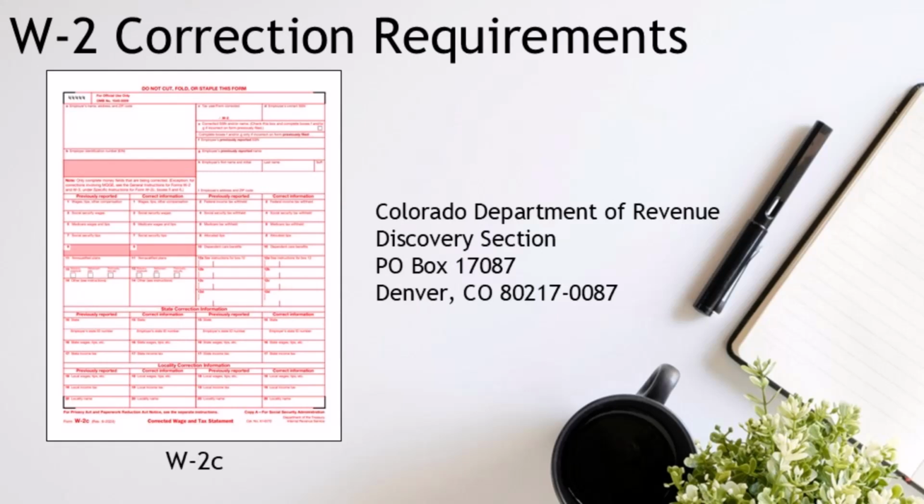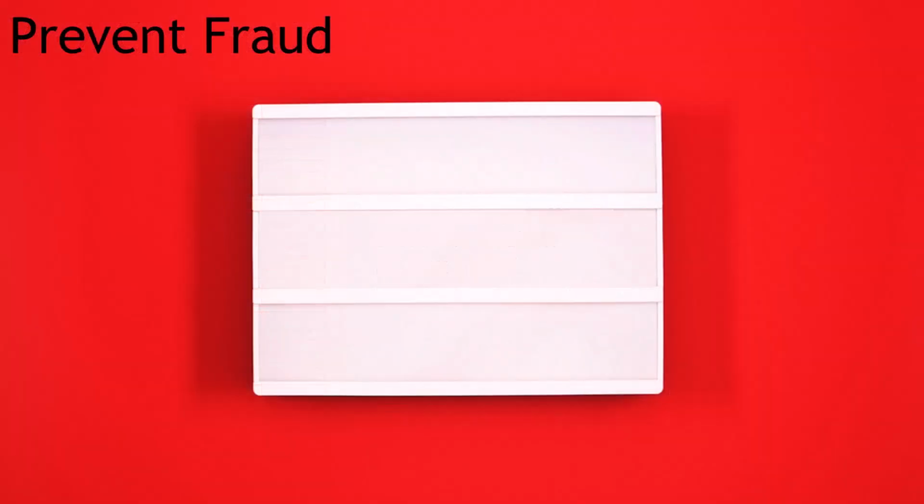If the W-2C is being furnished for informational purposes only, please mail the corrected W-2 with a cover letter to the Colorado Department of Revenue, Discovery Section, P.O. Box 17087, Denver, Colorado 80217-0087.